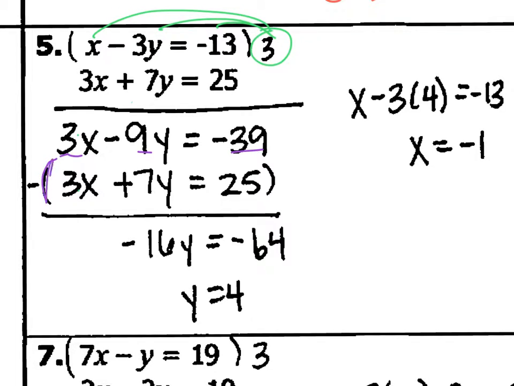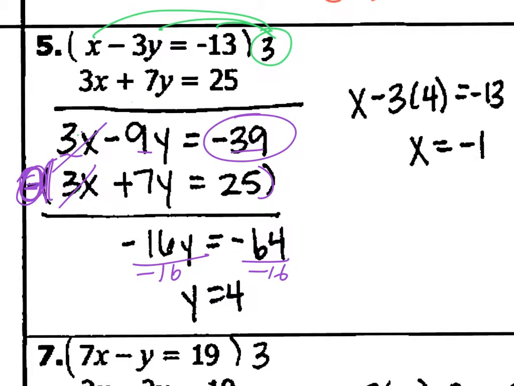Now, they put a parenthesis around the whole thing because they're going to subtract here. So 3x minus 3x cancels out. Negative 9 minus 7 is negative 16y. And negative 39 minus, there's a minus over here, 25 makes the 25 negative, and that equals negative 64. You divide by negative 16, and you get positive 4.